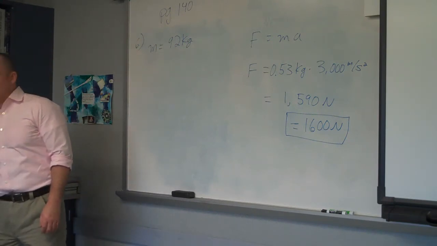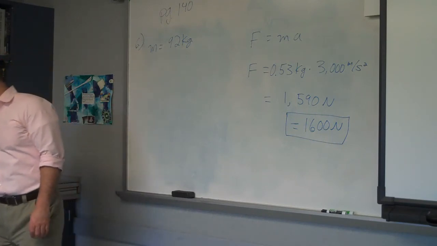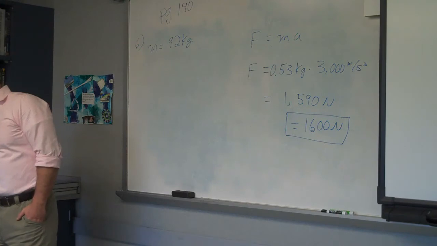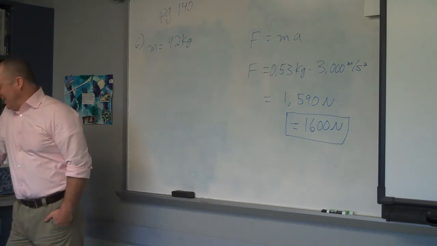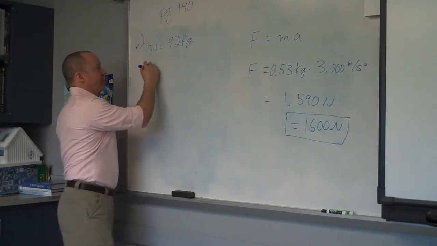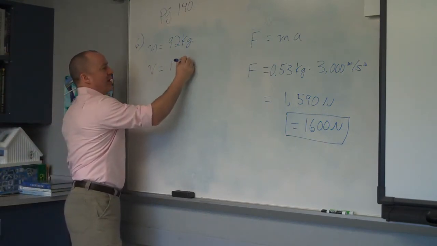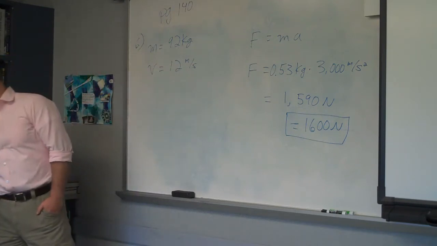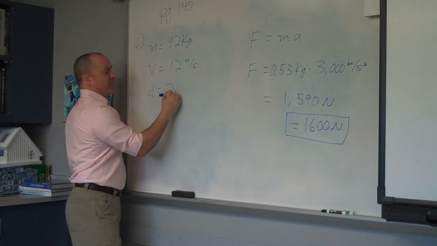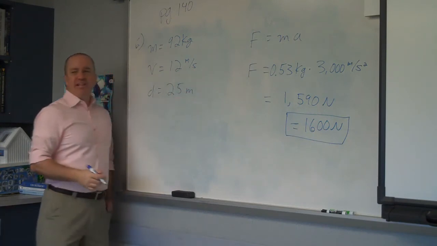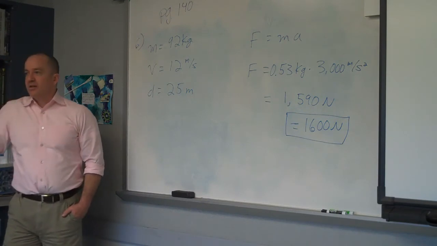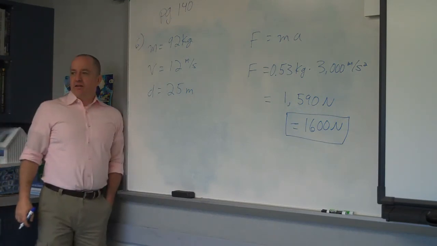An 890 Newton water skier on planet Earth, somewhere near sea level at least, is floating in a lake, is pulled from rest to a speed of 12 meters per second at a distance of 25 meters. Once again, we have to find the acceleration to find the force. But how do you do it if acceleration equals v over t and we don't have t?